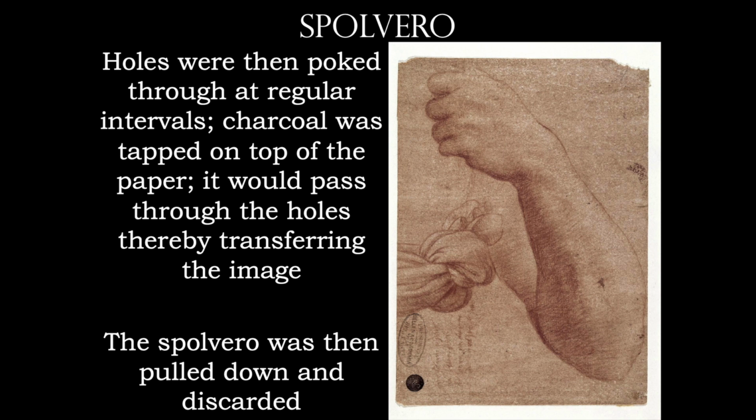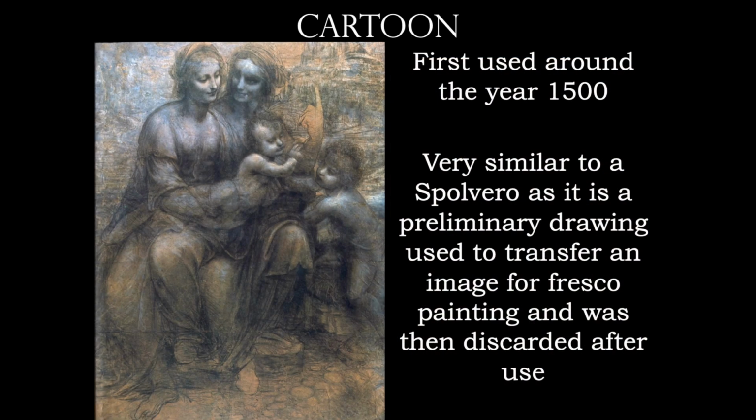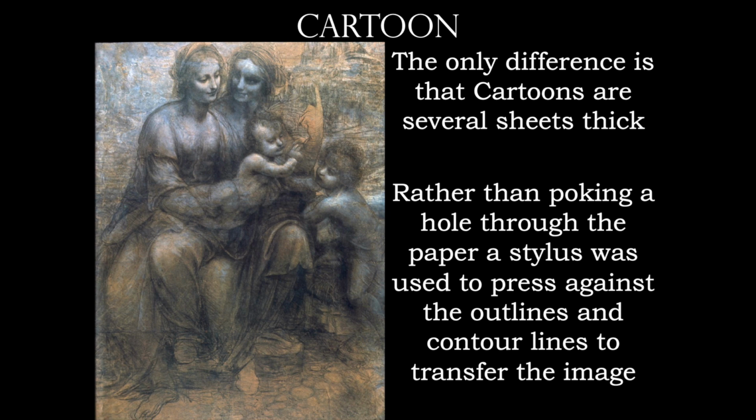So what happens is then the artist is going to go through and paint that. So it's a really cool image, and it's a really cool process. We'll talk more about it during the painting lecture. For cartoons, the image is slightly different in terms of transferring, but they're a little bit later. They're around the year 1500 is when these are used. But the idea is that these were discarded after their use.